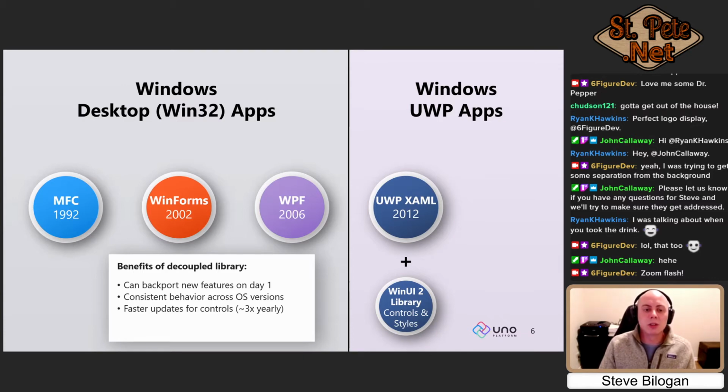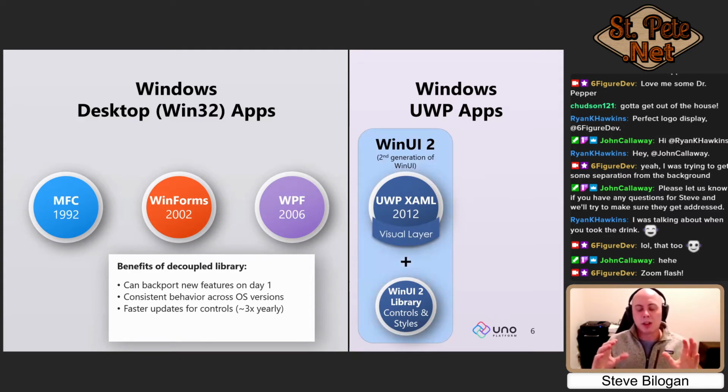So WinUI is no longer tied to the operating system, which is its main goal, to be independent of the operating system. And so you can think of the WinUI 2, that small library of controls and styles, coupled with UWP XAML. That is the second generation of WinUI. That's what we call WinUI 2.